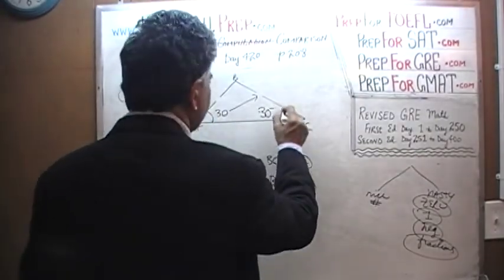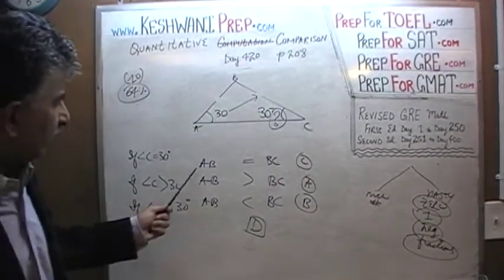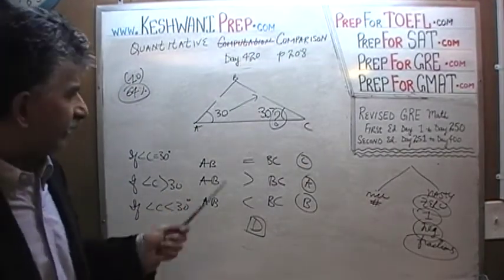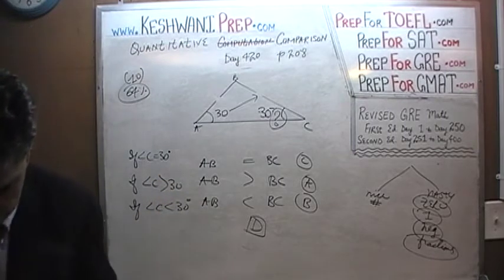What is missing here is this angle right here. We do not know what that angle is, and without knowing angle C, we cannot ascertain which side is longer, or if they're equal. That's all. So that was number 10.